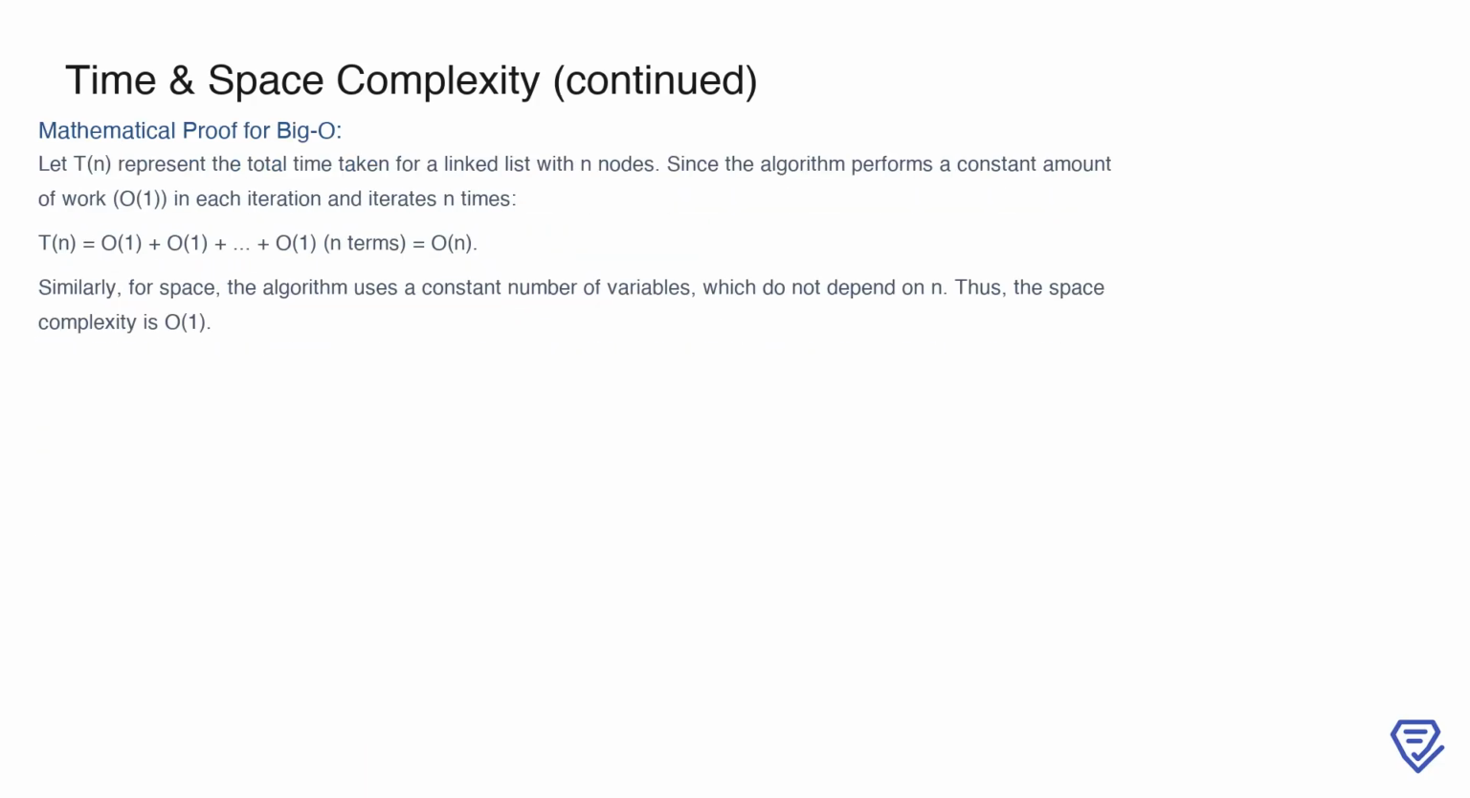To mathematically prove the big O complexities, let's start with time complexity. Denote T(n) as the total time the algorithm takes for a linked list with n nodes.